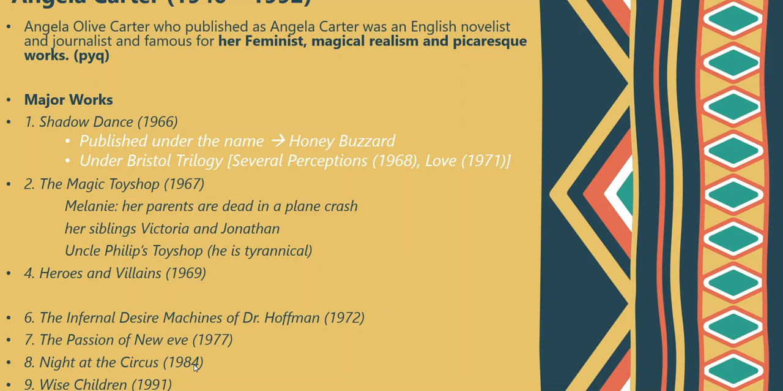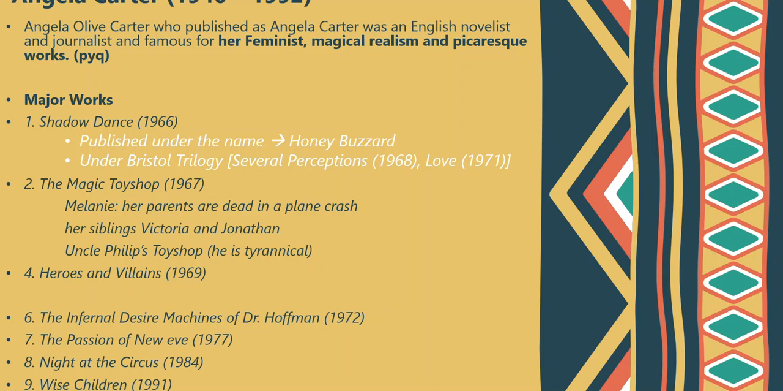Night at the Circus, 1984, is very important. There is this character, Sophie, who is an aerialist. An aerialist is a kind of gymnast. You must have seen them in a circus, jumping from one place to another, hanging on something. So Sophie is that particular character. She is playing that role in the circus. Then we have Jack Walser, who is also a gymnast in this story. Do read the summary of this one. Very important, Night at the Circus.